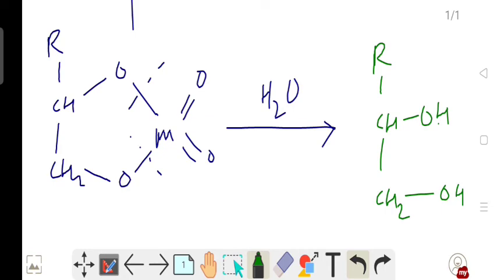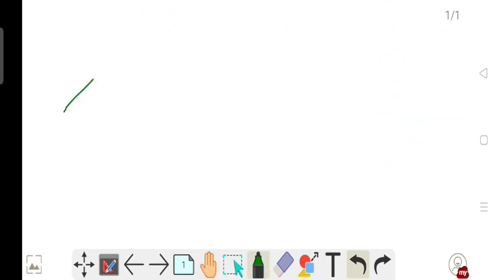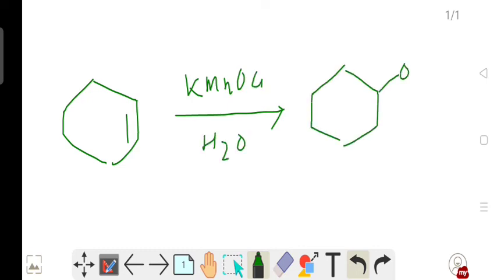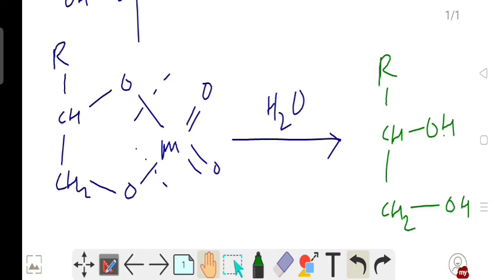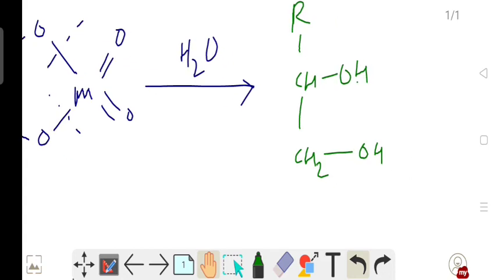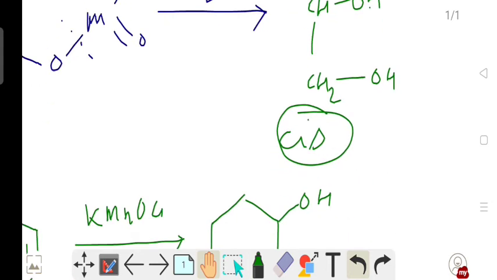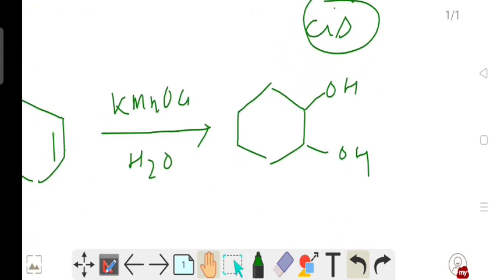So, a simple reaction: if you add aqueous potassium permanganate to any type of double bond, for example a cyclohexene, and you use KMnO4 and water, then the product will be a diol. And one thing, if you notice the mechanism, the OH groups attach to the double bond on the same side. So you can say it's a cis OH, a cis product. Always remember this. When you use potassium permanganate with a double bond, it will always form a cis product.